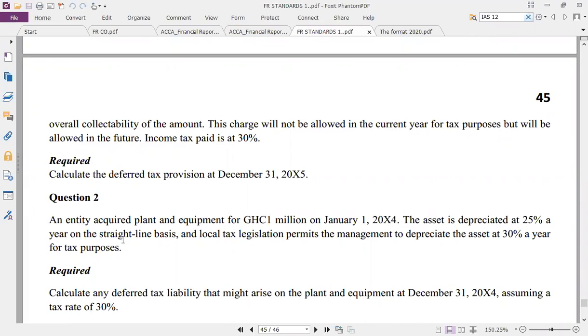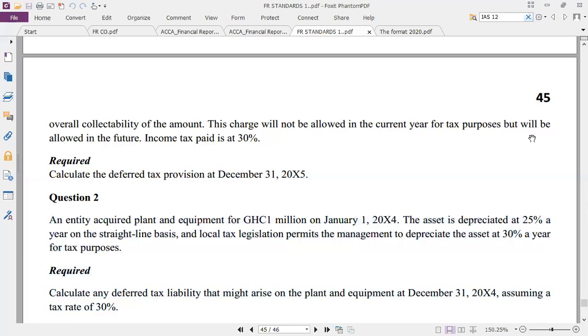Question 2. An entity acquired plant equipment for 1 million on 1 January 2000 and depreciates it at 25% on a straight-line basis. Local tax legislation permits the management to depreciate the asset at 30% a year for tax purposes. So calculate the deferred tax at the end of 31st December 2000 and 2014. Good. So let me copy the question and paste it on the platform.